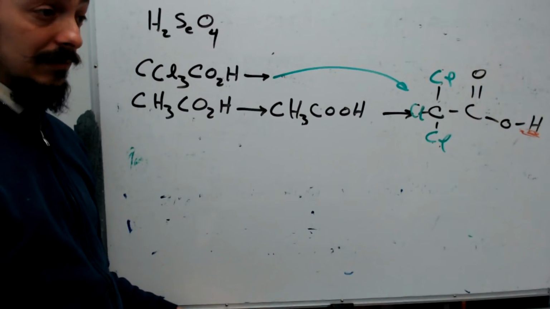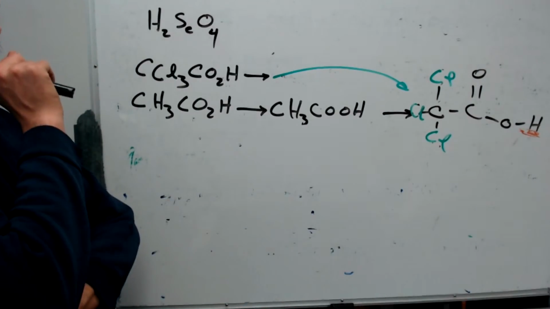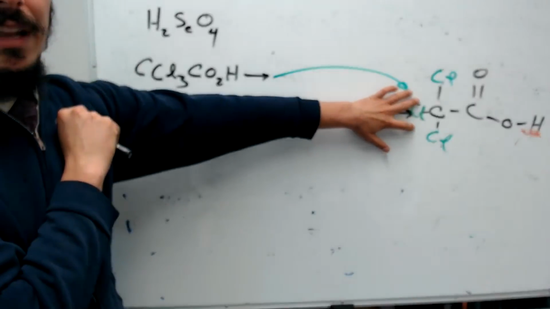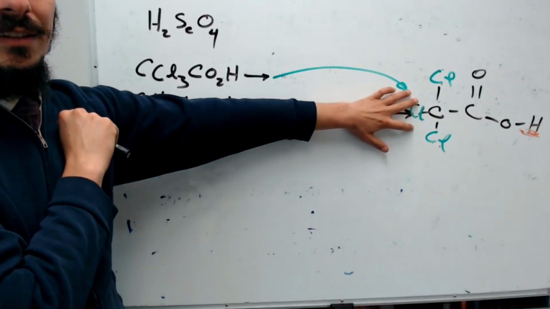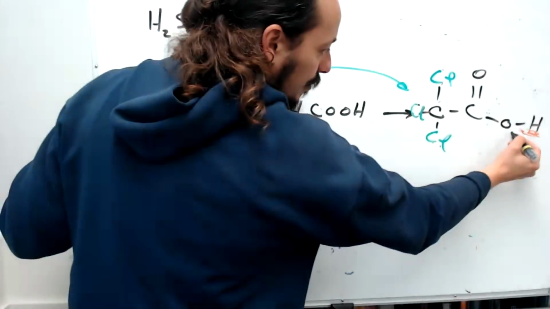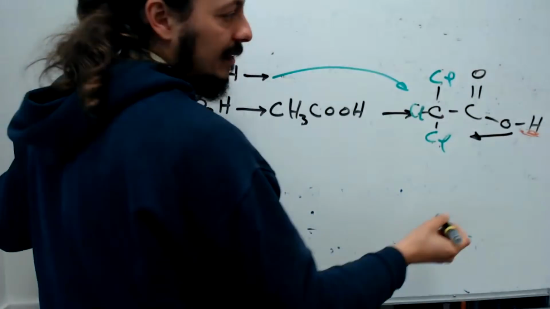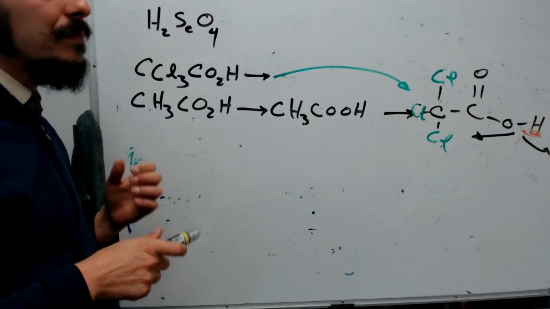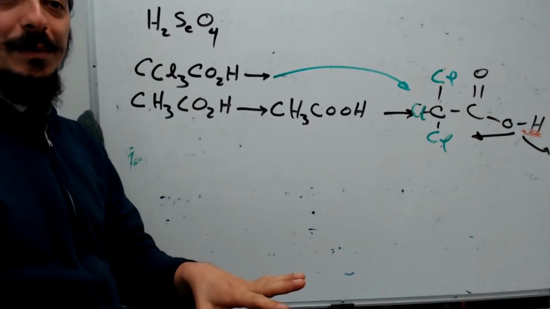Wait, which one did we say was stronger? It would be the Cl, right? Because it's more electronegative? Yes. The one with the chlorines has more electronegativity. That electronegativity pulls the electron cloud over this way and makes it easier for the hydrogen to leave. That means it's more acidic. Your shock made me want to explain that again.